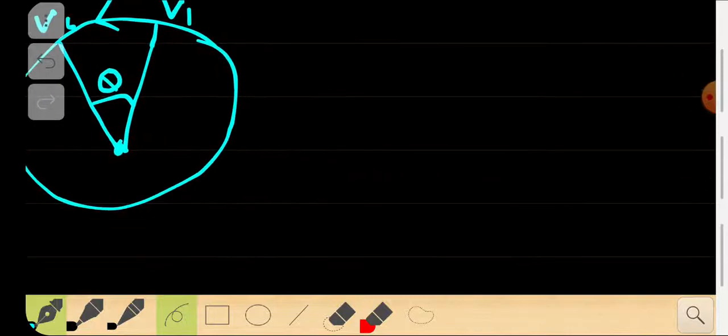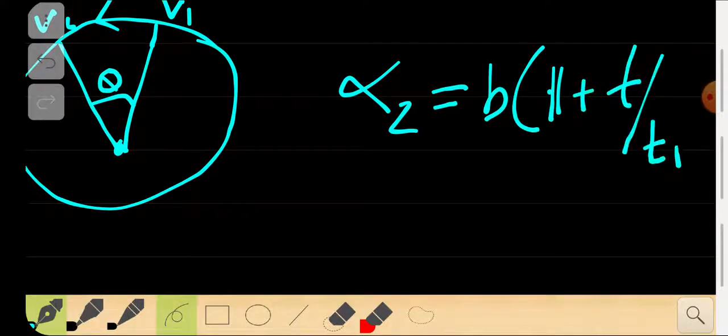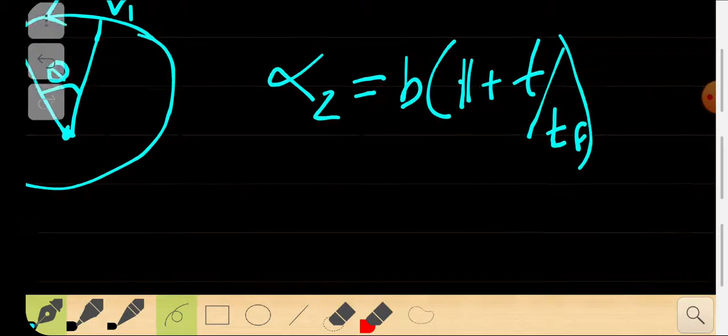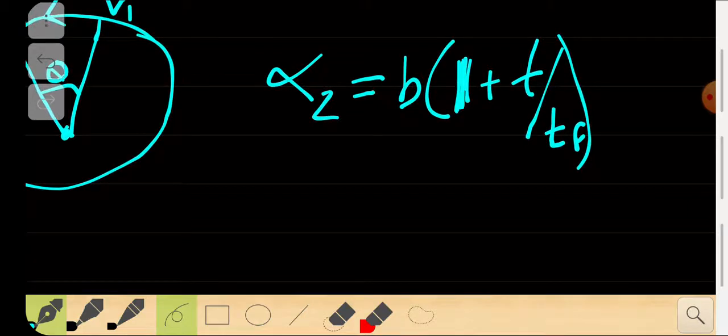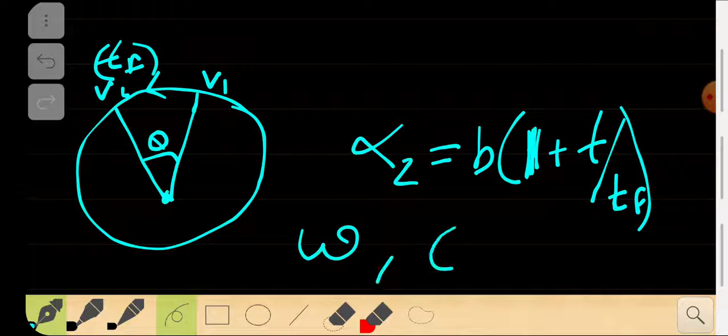So you can say that there is an angular acceleration alpha, which is given as, this is the question here, b times (1 plus t by tf), right? So t is the time, which is a variable, and tf is the final time here, when it reaches omega 2. So that's the question, and we need to find out the omega, we need to find out theta, right?